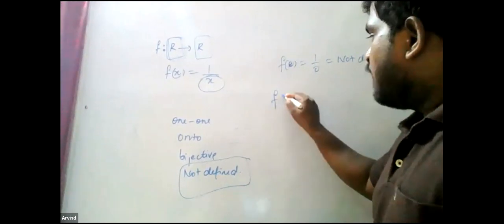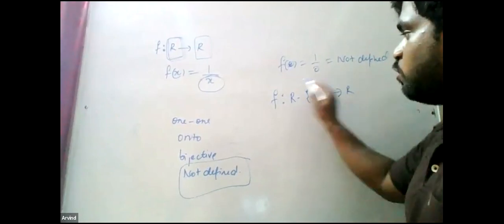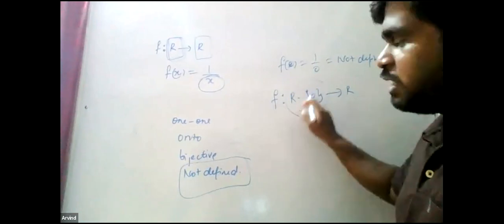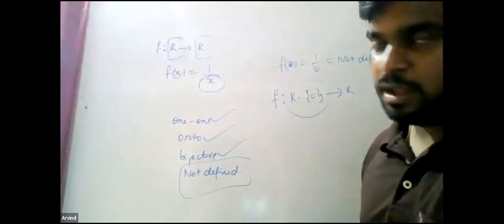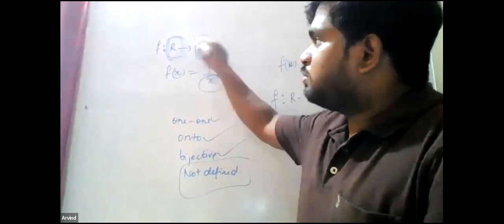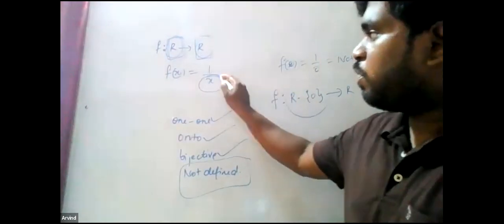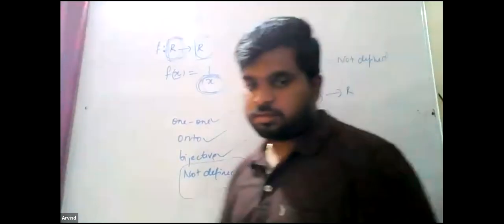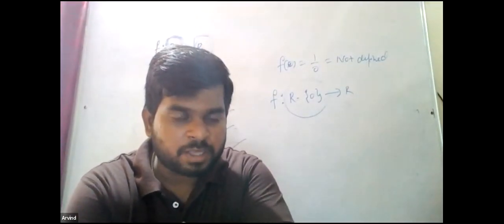Suppose they had defined f from R minus 0 to R, meaning the domain is the entire R except 0, then we could check whether it is one-one, onto, or bijective. But it is defined from R to R, meaning all sorts of values. Can I give all sorts of values to f? No, I cannot, because at 0 it is not defined. Therefore the correct option is not defined. Suppose it was R minus 0, yes, it is one-one.